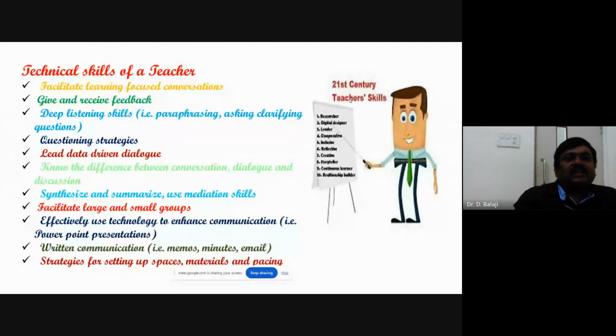Next, technical skills of a teacher. For these communication skills, what technical skills should a teacher require? Facilitate learning focused conversation.